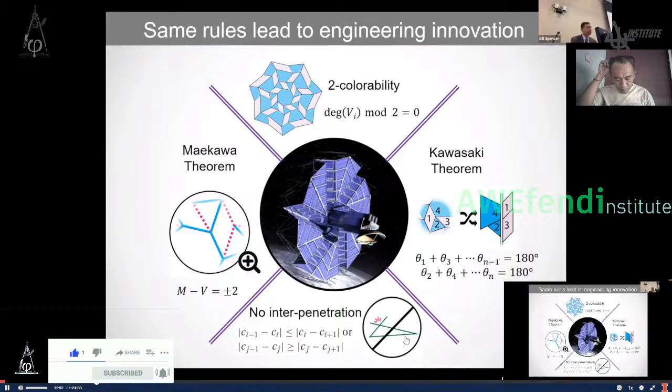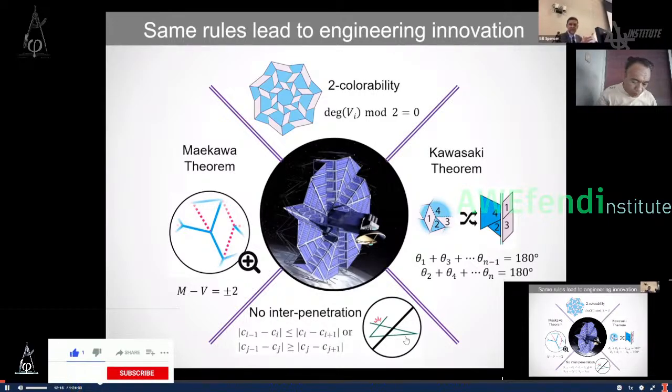It is the Maekawa theorem. What the theorem says is that if you choose a vertex anywhere, and if this is to be flat foldable, for example, you can fold this as many times as you wish, okay? And it's guaranteed by Maekawa theorem that when you look at this, the difference between mountains and valleys has to be 2, no more, no less, 2, and only 2.